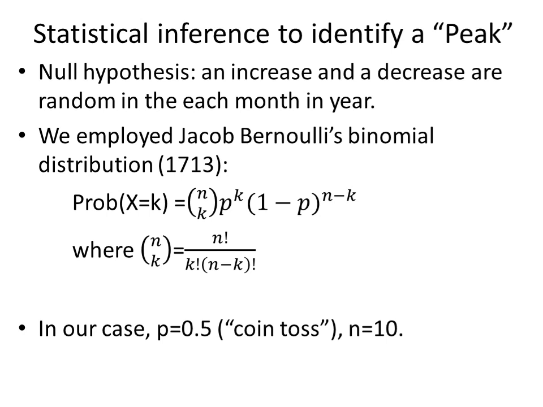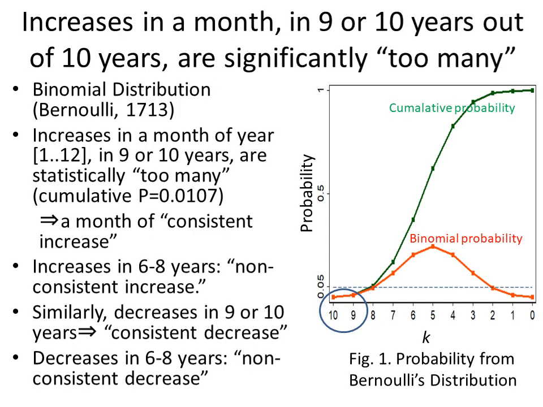The n value represents the number of trials of a coin toss. The n is 10 in our case. The k value stands for the number of times at which the monthly cases increase from the previous month. Figure 1 shows Jacob-Benoist's binomial probability and its cumulative probability.